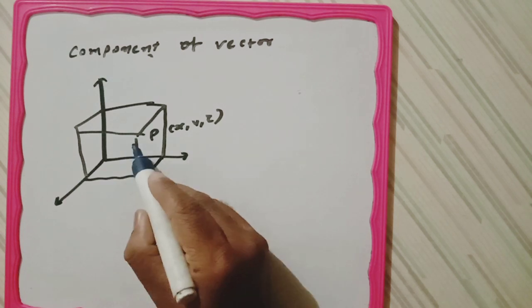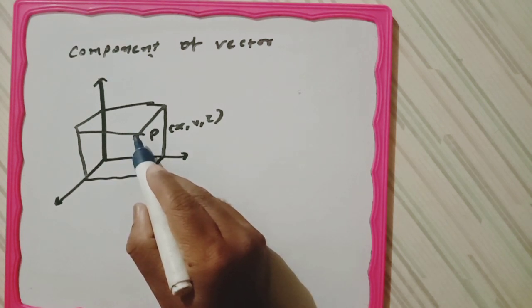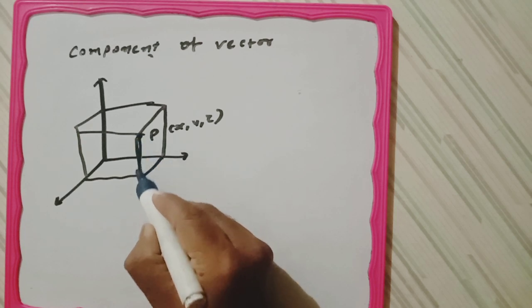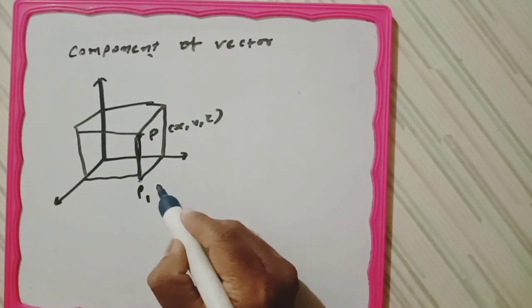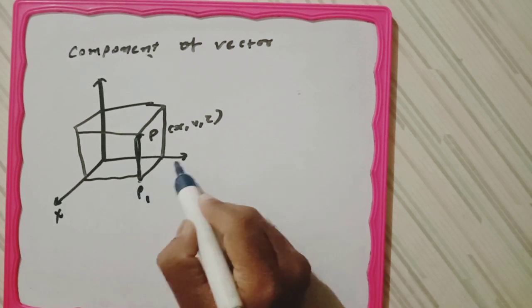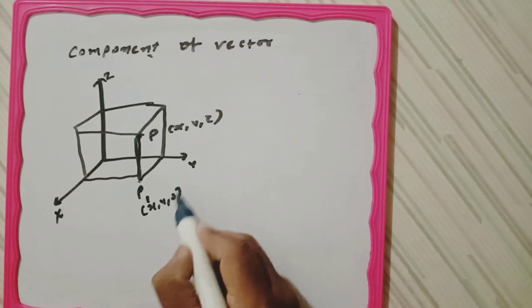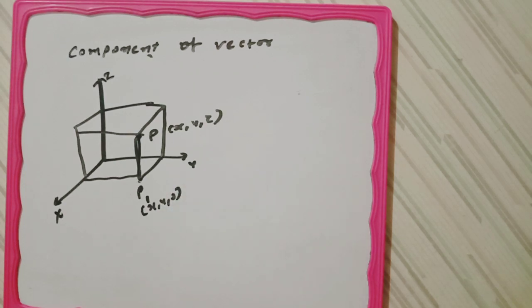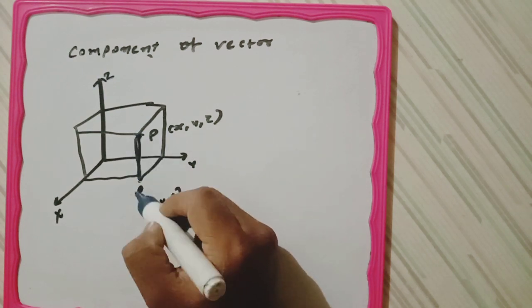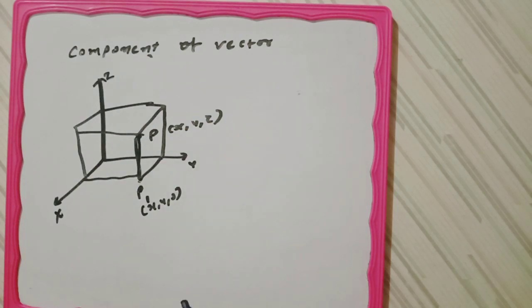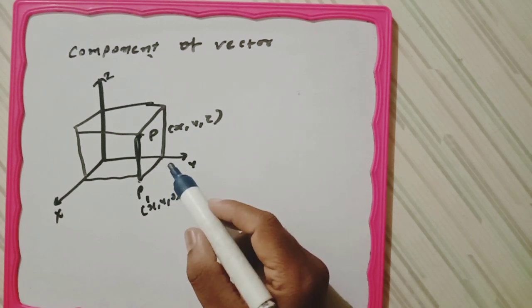Now let P(x, y, z) be any point. From P we draw P1, the foot of the perpendicular. Then it is in the XY plane, and so the P1 coordinates will be (x, y, 0). And so P1P is parallel to the OZ axis. As it is parallel to the OZ axis, we take its unit vector along with z k caret.